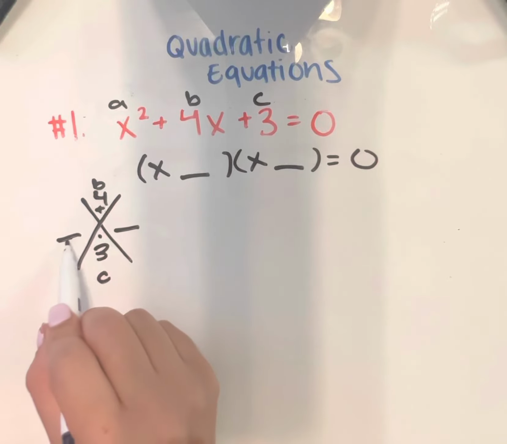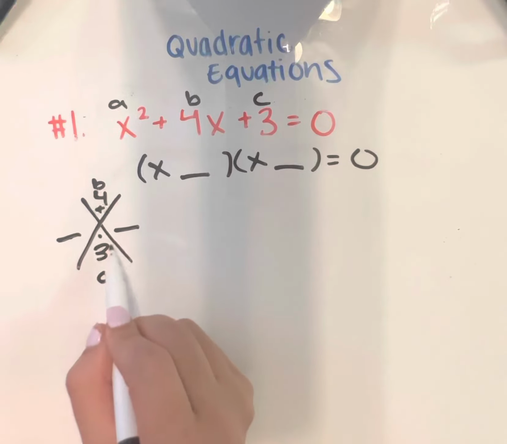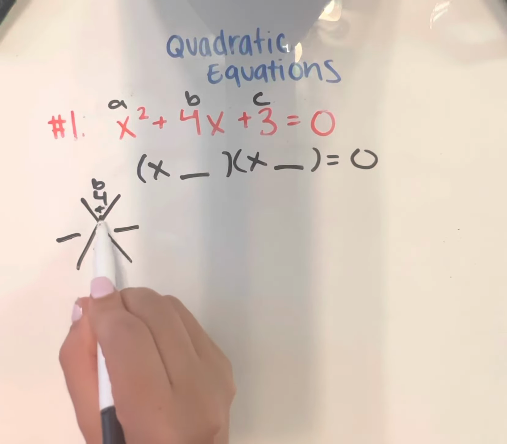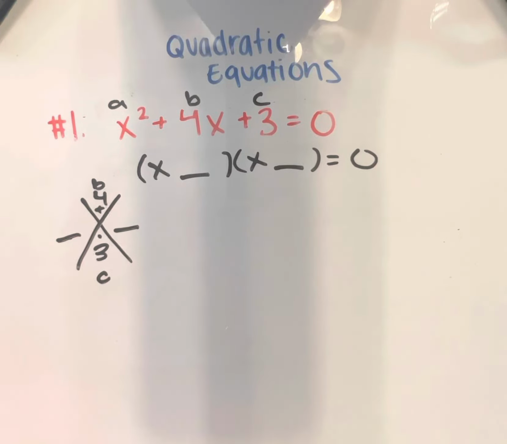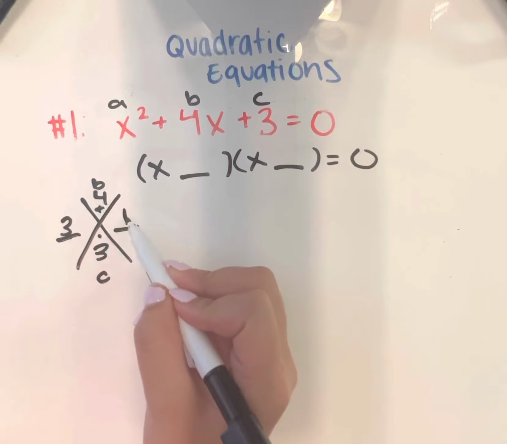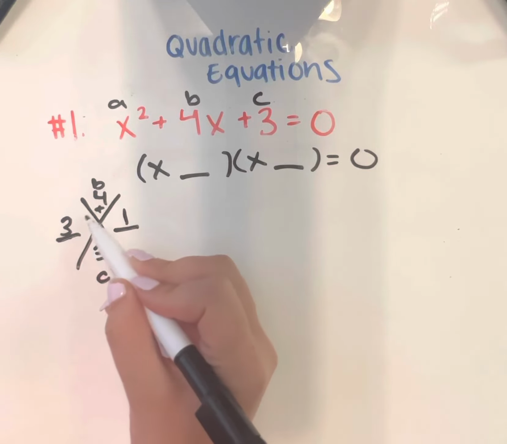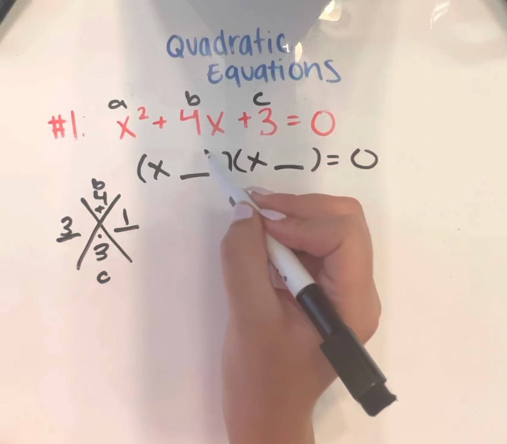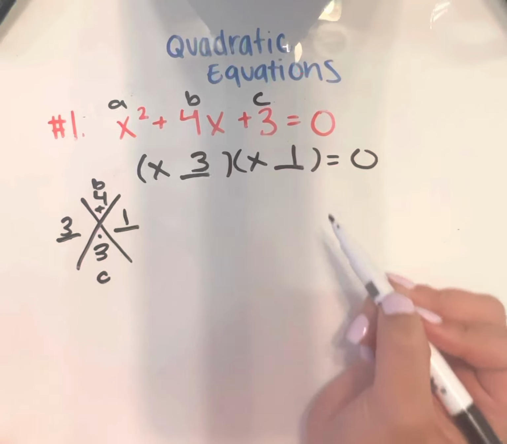So what two numbers can we think about when multiplied come out to a product of 3, but when added gives us a sum of 4? Let's think. Well, the only way we can make 3 is doing 3 times 1, right? So 3 times 1 does equal 3, and 3 plus 1 does equal 4. So we can go ahead and insert those values into here. So we have a 3 and a 1.